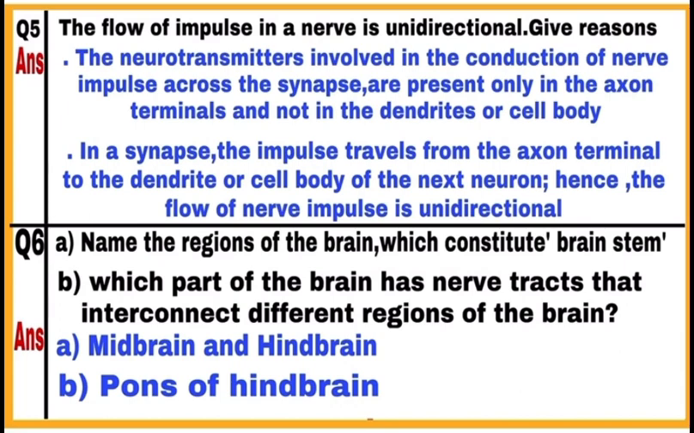Question 6, Part A. Name the regions of the brain which constitute brain stem. Midbrain and hindbrain together constitute brain stem. Part B. Which part of the brain has nerve tracts that interconnect different regions of the brain? Pons consist of fiber tracts that interconnect different regions of the brain. Pons are the part of hindbrain.